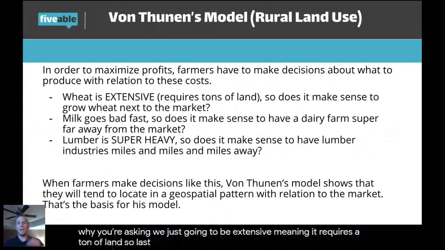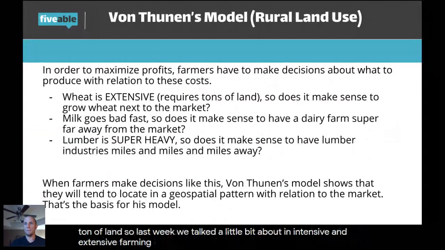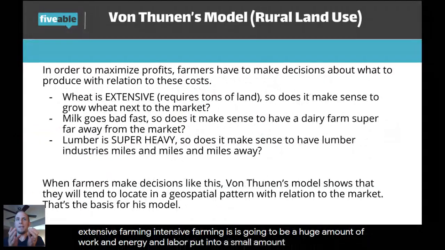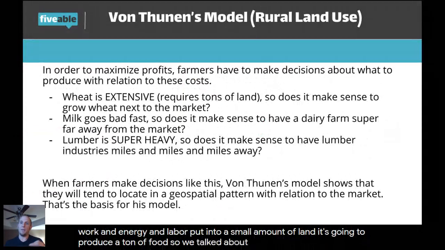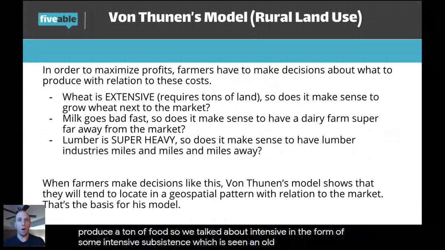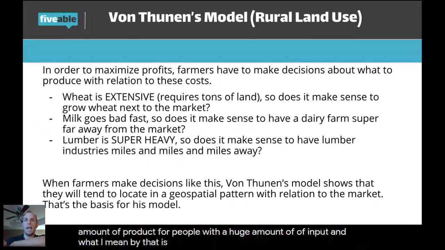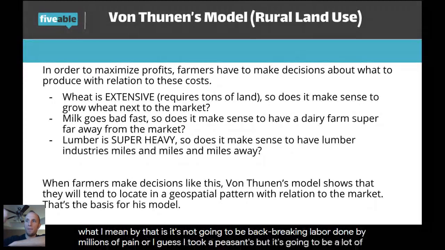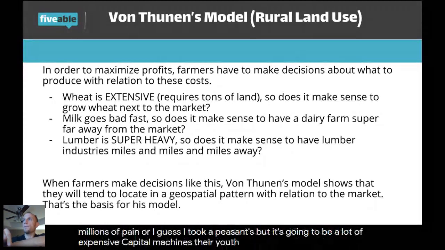So last week we talked a little bit about intensive and extensive farming. Intensive farming is going to be a huge amount of work and energy and labor put into a small amount of land that's going to produce a ton of food. So we talked about intensive in the form of intensive subsistence, which is seen in LDCs, and it's really backbreaking labor like rice farming. And there's also going to be commercial intensive, which would be more like maybe a dairy farm, which is not a super huge piece of land, but they produce a huge amount of product for people with a huge amount of input. And what I mean by that is it's not going to be backbreaking labor done by millions of peasants, but it's going to be a lot of expensive capital machines that are used to produce that output. All right.